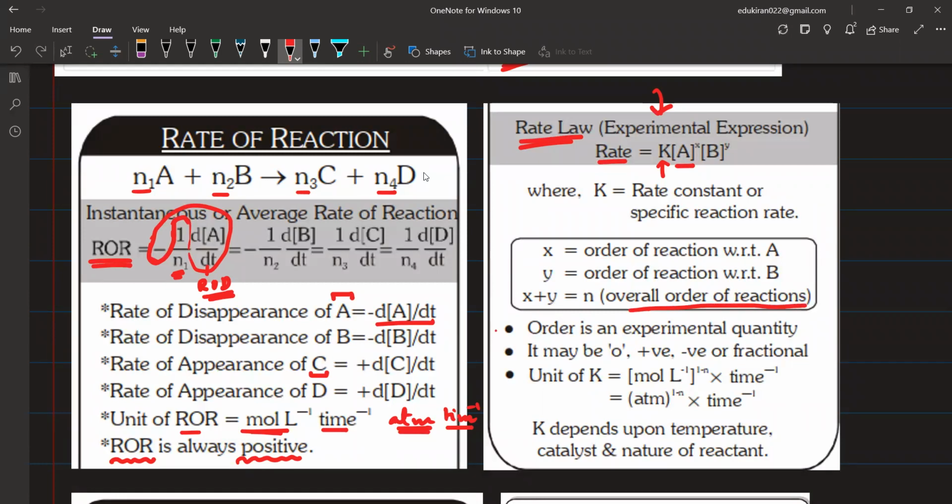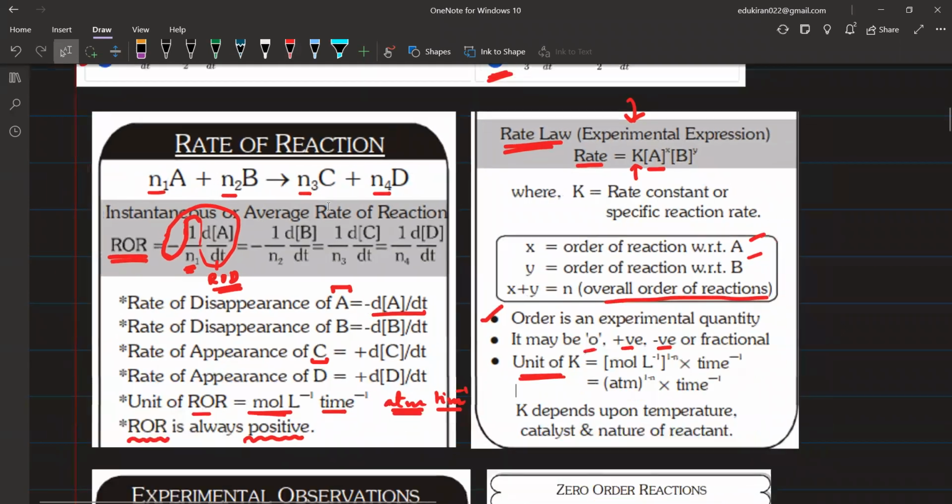Okay. Now, order is an experimentally determined quantity. You cannot look at the stoichiometric coefficient and वो कभी भी आपको कभी भी नहीं हो सकता है और हो नहीं भी सकता है. Okay. So order is an experimental quantity. It may be 0, it may be positive, or it may be fractional. ठीक है. A के रेस्पेक्ट में B के रेस्पेक्ट में पॉजिटिव भी हो सकता है, नेगेटिव भी हो सकता है, फ्रैक्शनल भी हो सकता है. The unit of K will be equal to mole. देखिए इसको डिवाइड कर सकते हैं आप लोग. I hope all of you know this.